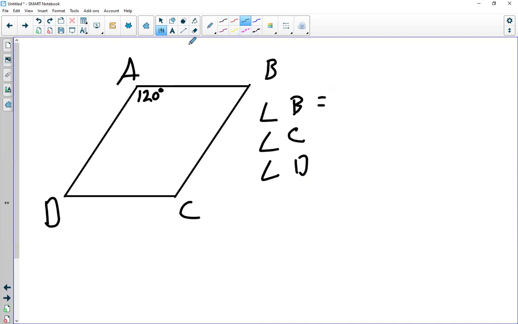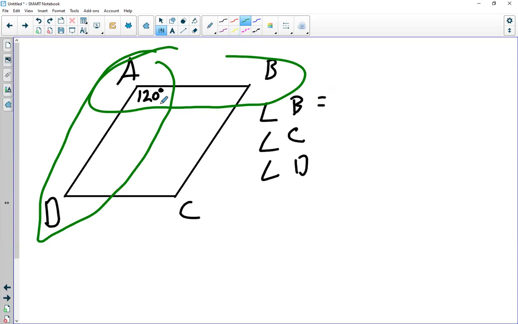Now, angle B and angle D, they share a side with angle A. In a parallelogram, when they share a side, they are supplementary. So angle B is going to be 120 plus X equals 180. So what makes it 180? You would need a 60. So this will be 60 and D would be 60.